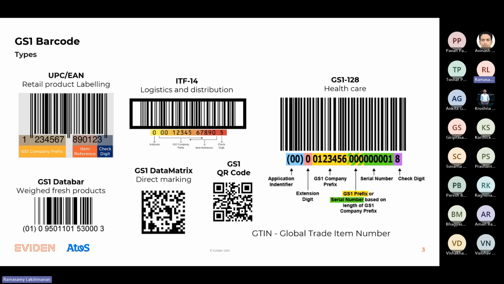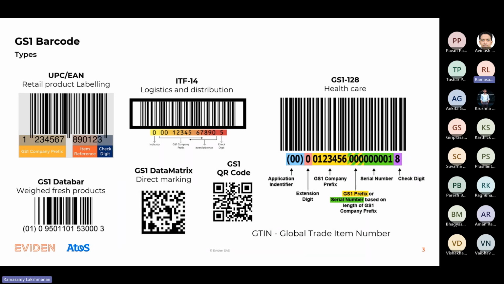In the GS1 barcode, there are different types of barcodes available according to the application where we are going to apply them. The first one is UPC-EAN. We are finally going to concentrate on the GS1 128 barcode only, but for the introduction, I'm explaining all the other barcodes.